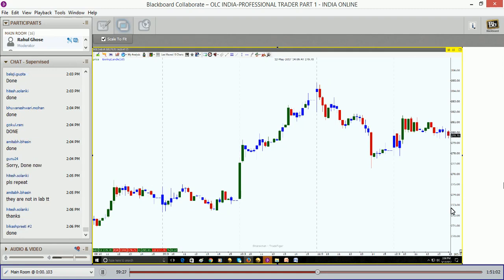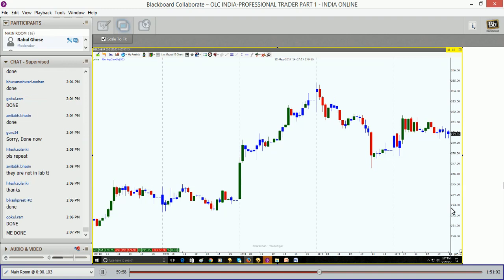Amitabh says done. Let's have a look at yours, Amitabh. Okay, the first one is correct. Did you mark any others, Amitabh, apart from that first one? Perfect. Perfect, Amitabh. One second, just one second. Can you zoom in, Amitabh? Can you zoom in to the third zone?